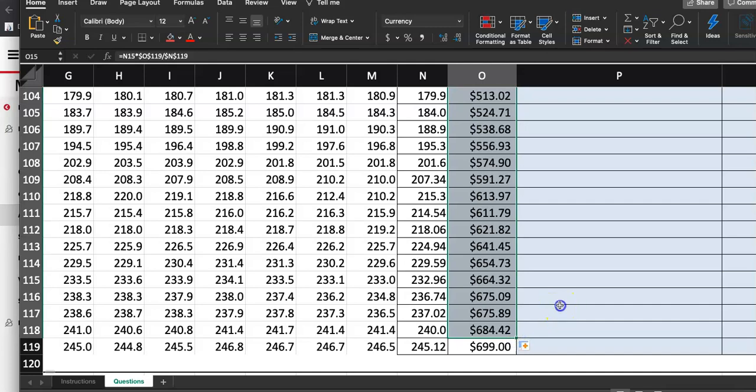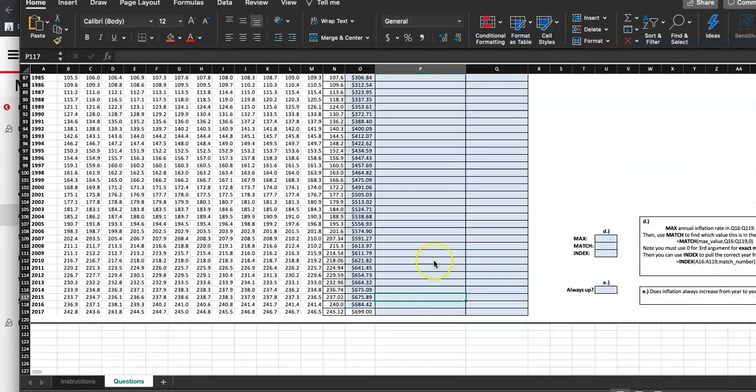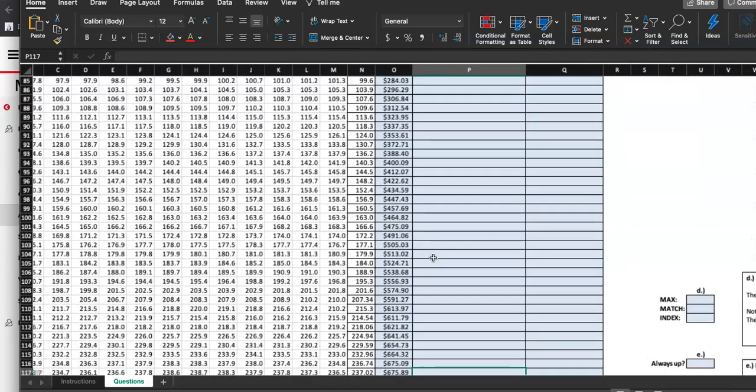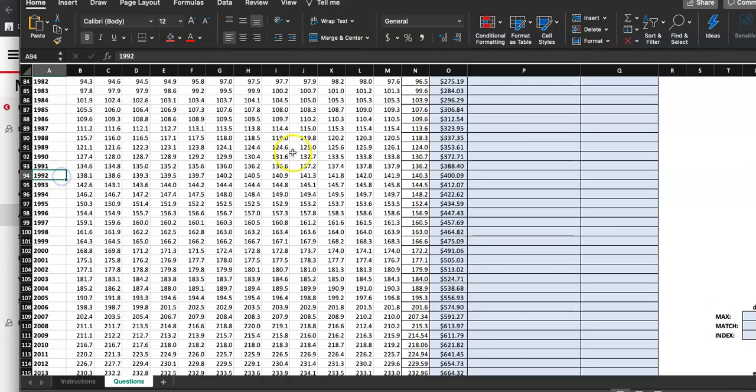Ta-da! Now this is what you should see. Just pick a random number, a random year, so that you and I can compare. How about 1992? My little brother was born in 1992. The iPhone price should have been 409 cents. If you do not have 409 cents on year 1992, please double check your formula.